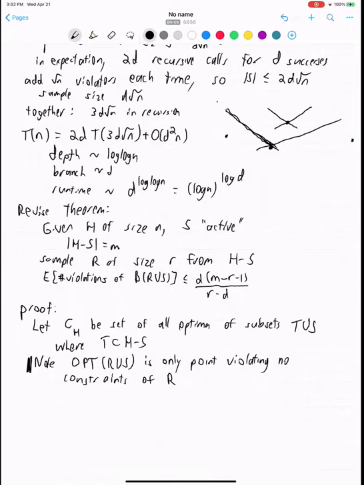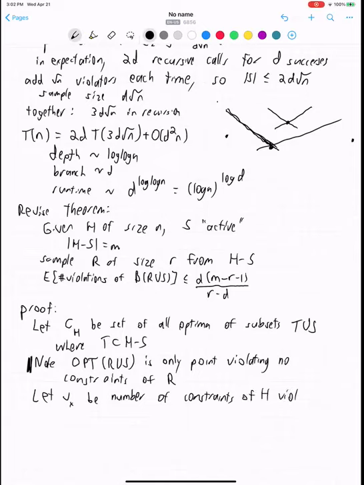So now that I've defined this C sub H, let's let V sub X be the number of constraints of H that are violated by some point X in C sub H. So we consider any optimum of a subset, and we ask how many hyperplanes are violated by that optimum of that subset.